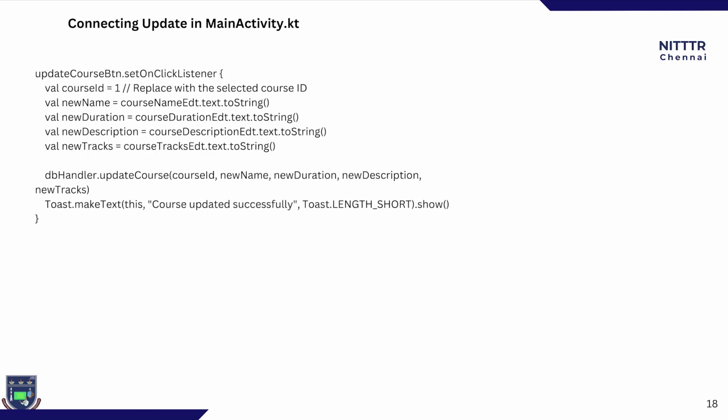Now you will see the record updated in the database immediately with a confirmation message. To summarize, we added the update course function in the DB handler using the SQLite database update method. Next, we connected it to a button in the main activity, so the users can modify the existing course records. Always remember to specify the where clause when updating to avoid modifying all the rows.